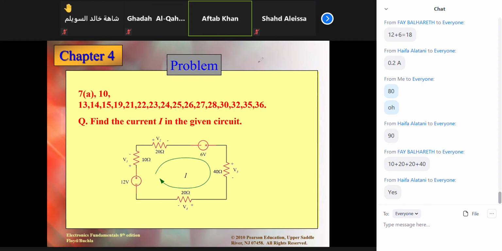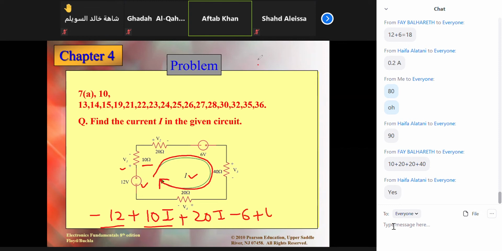As they said, this is the clockwise direction. So just keep noting the first sign. The first sign is negative, so negative 12. The first sign is positive, so it is 10 multiplied by I, because V is equal to I into R. R is given, I is unknown. Similarly, plus 20I, negative 6, plus 40I, plus 20I is equal to 0. This is KVL, Kirchhoff voltage law.